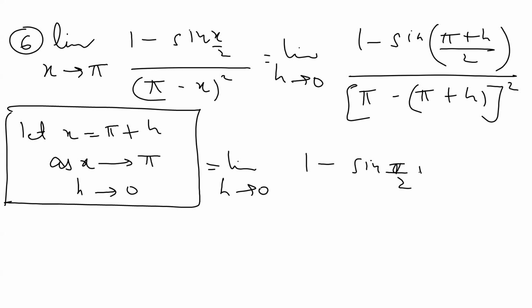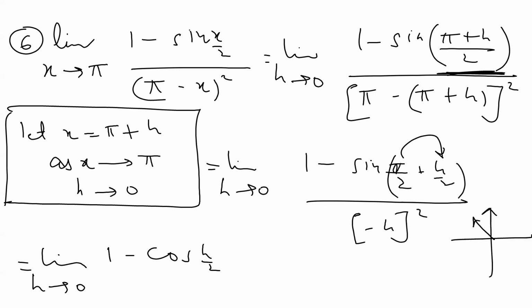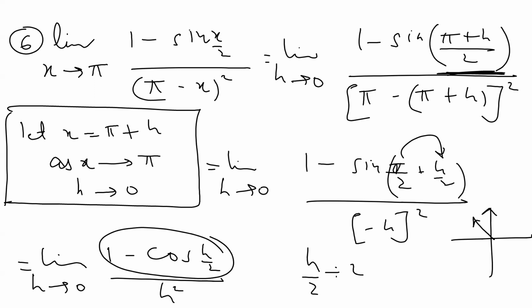1 minus sine pi by 2 plus h by 2, this I'm splitting over here, upon minus h the whole square. Now sine pi by 2 plus theta is cos theta as per this. Okay, plus cos theta, but then already there is a minus sign. Okay, h square. Now 1 minus cos h by 2. The half of h by 2 is h by 4. So this will be 2 sine square h by 4.